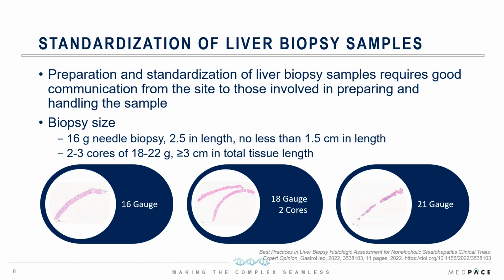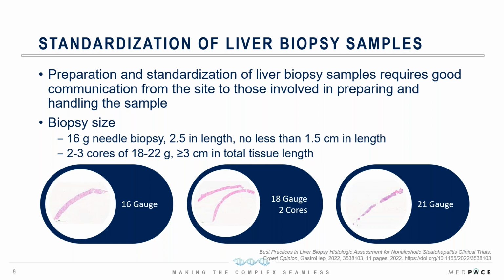If there is a hesitancy to use a 16-gauge needle, then the recommendation is to use an 18 to 22 gauge needle. But if one's going to do that, then you need to obtain 2 to 3 cores of tissue with a total tissue length equal to or greater than 3 centimeters. You have an example in the middle panel of an 18-gauge core, and there are 2 cores in it. So you can now compare the 16-gauge volume of tissue to the 18-gauge with 2 cores.